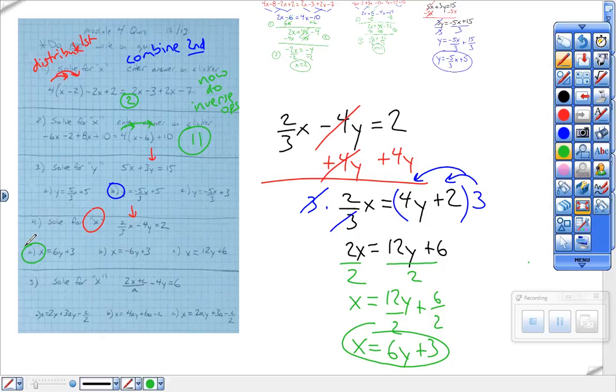Next, the next step is to multiply everything by 3. Get rid of that dividing by 3 part. So multiplying by 3 on the left leaves me just 2x. On the right, I've got to distribute that 3, which gives me 12y plus 6.